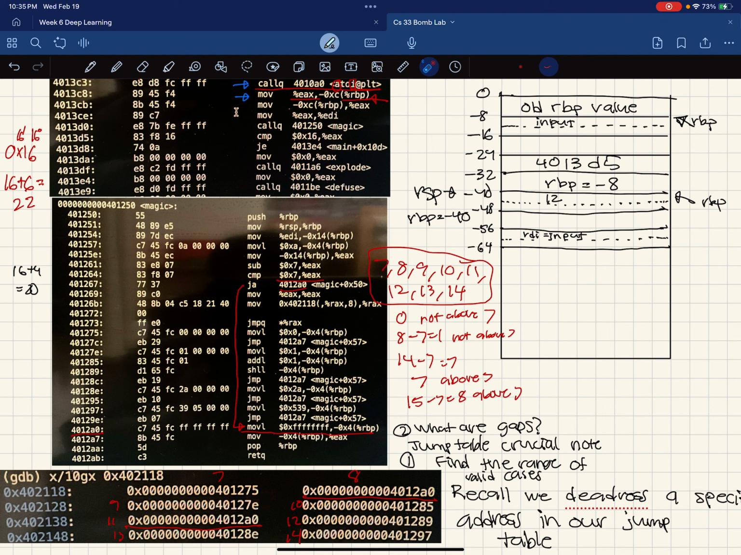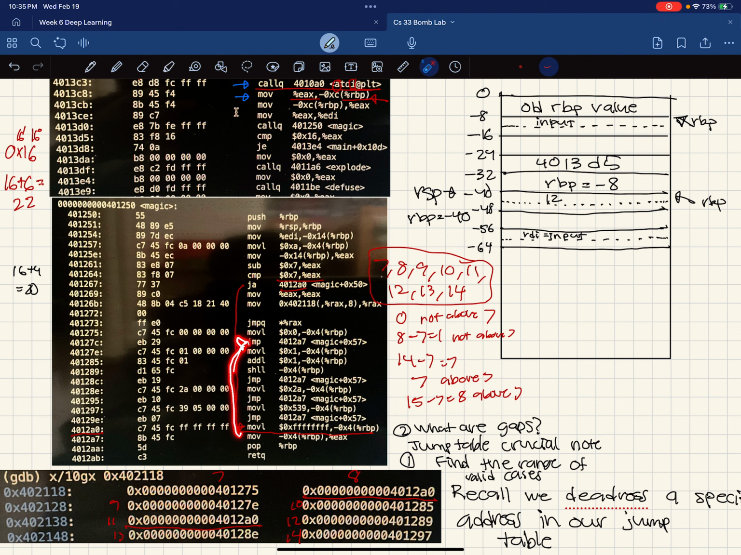That means we should go here. Right? If we go to 7, we're moving 0 into here, so this becomes 0. Okay, let's keep looking. Then we jump to, let's see, A7. Where is A7? Right here. Okay, so it looks like this is basically a break.